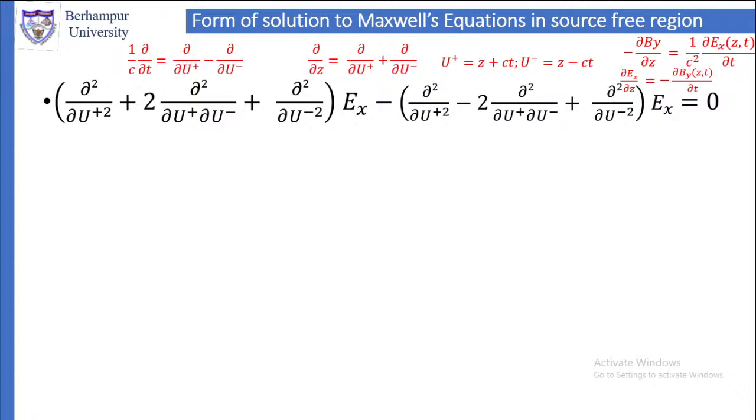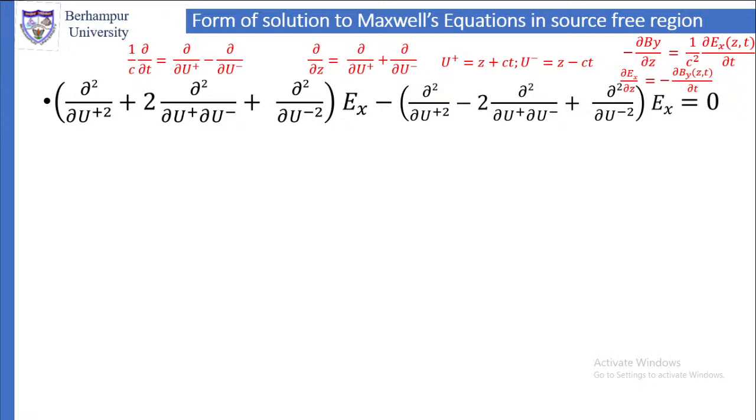First term is ∂²/∂u₊². Then in the second term we also have minus ∂²/∂u₊², so they will cancel out. Similarly, in the first bracketed term we have ∂²/∂u₋², and in the second bracketed term we have minus ∂²/∂u₋², so plus minus, that will cancel out.